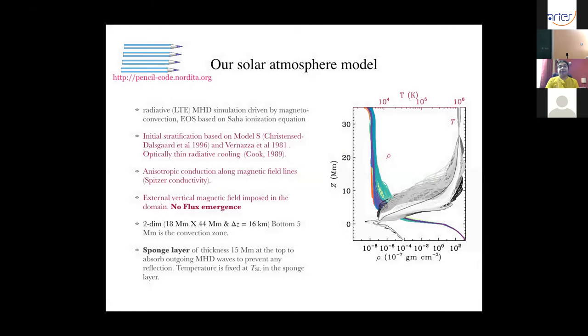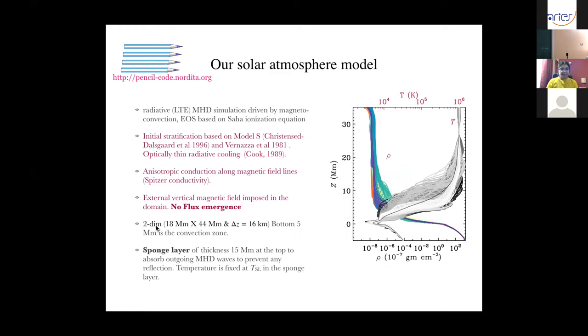So this is a simple solar atmospheric model that we start from. It's an MHD approximation, and we use the radiative LTE, local thermodynamic equilibrium, approximation. The initial stratification is based on model S, and we also have optically thin radiative cooling and anisotropic Spitzer-type heat conduction along magnetic field lines. We have an external vertical magnetic field imposed, but there is no flux emergence from the photosphere.